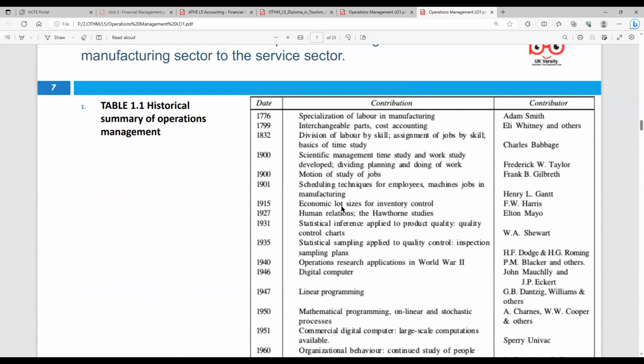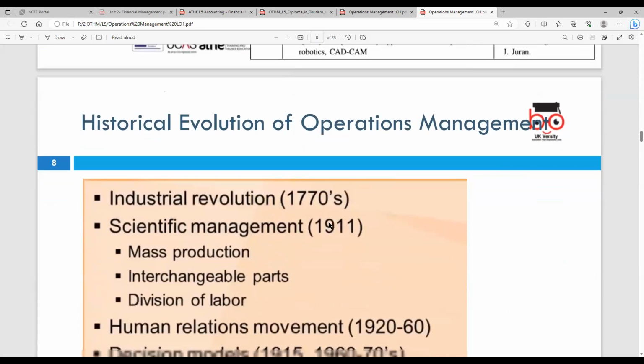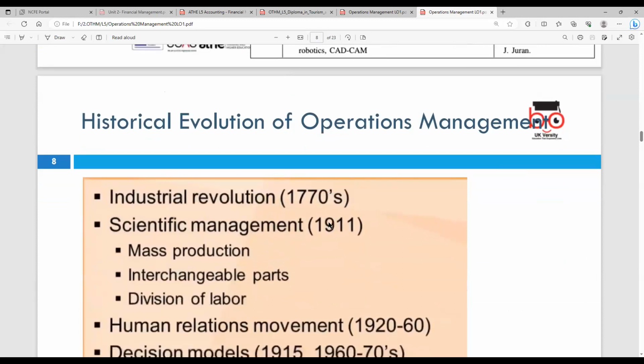The Industrial Revolution started in England, and the main person who contributed to this concept was Adam Smith, with the specialization of labor. He was an economist. Adam Smith introduced this term back in 1770 during the Industrial Revolution.